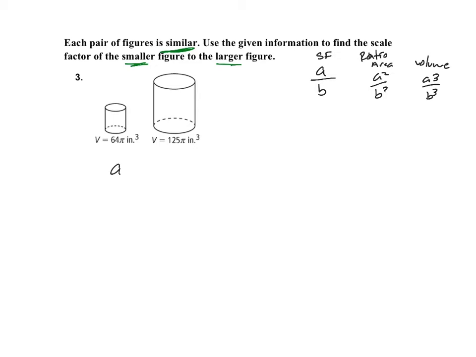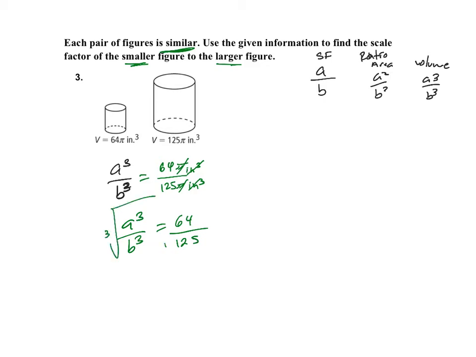So A cubed over B cubed has to equal, going from the smaller to the largest, 64 pi inches cubed divided by 125 pi inches cubed. The inches cancel out, the pi cancels out, and I have A cubed over B cubed equals 64 over 125. I can take the cubic root of everything right here. So A over B equals 4 over 5, and that is my scale factor of the smaller to the largest figure.